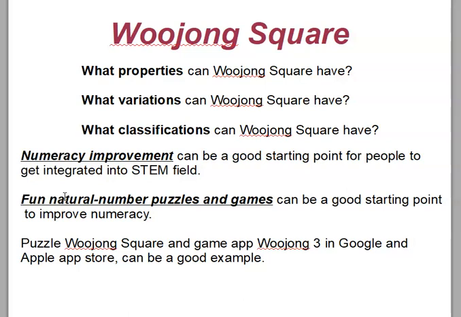Some of these discoveries could be: how many 4x4 or 6x6 Woojong Squares exist? And does the most perfect 4x4 Woojong Square exist, just like the most perfect 4x4 magic square? Are there any good solutions to build 4x4 or 6x6 Woojong Square and beyond? Does any prime number Woojong Square exist too?